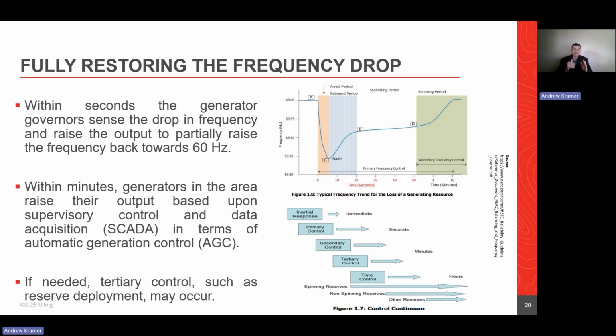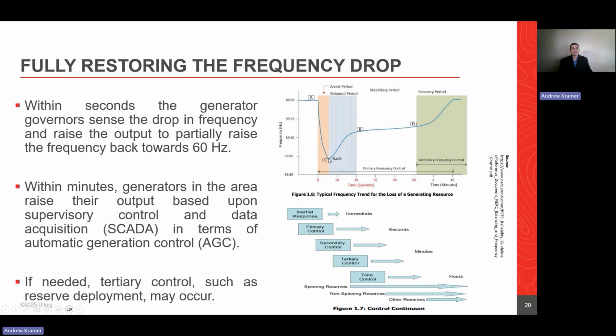That's Newton's laws. But what happens is then again, within seconds, the governors sense the drop in frequency and they start, hey, raise the output, right, through the control mechanisms. That's, again, the governors that do this for us. They don't actually bring us back to where we need to be, though.